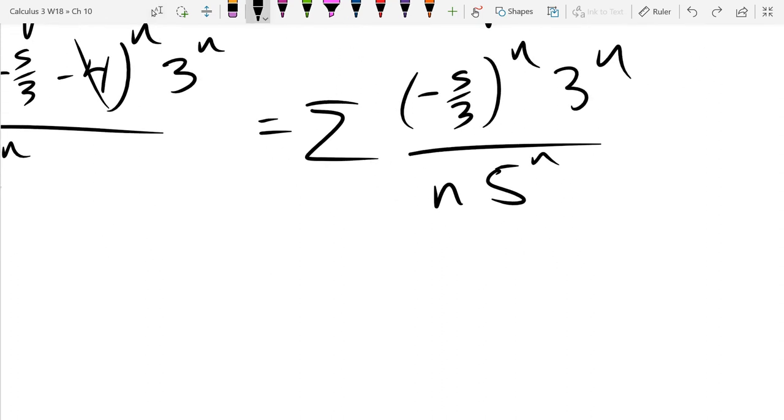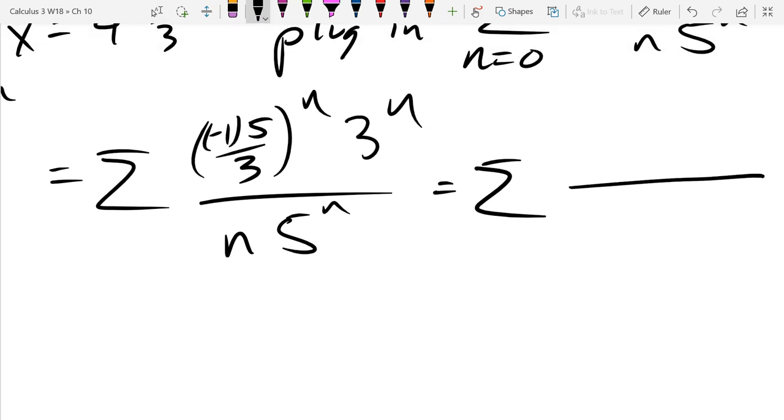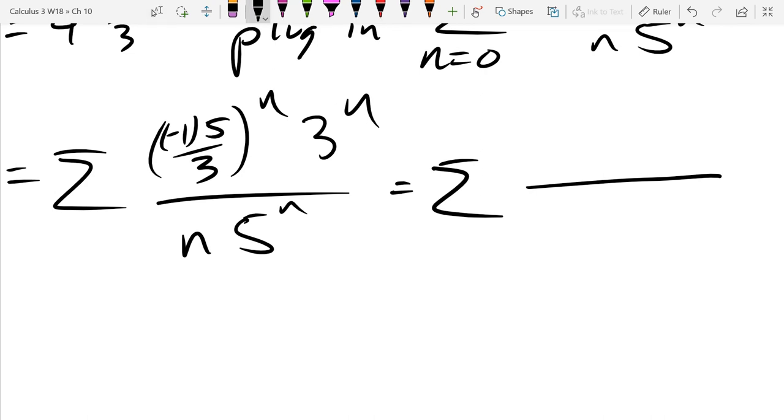So let's deal with the negative 5 thirds to the n. There's a few ways to write it. I'm going to write it as negative 1 times 5 over 3. So that's negative 5 thirds. And there's basically three things being multiplied together. You could leave the negative attached to the 5, but I'm going to make it separate. Now, I did what's called distributing the power. You can distribute the power if you're multiplying and dividing. Do not distribute your power if you're adding and subtracting.